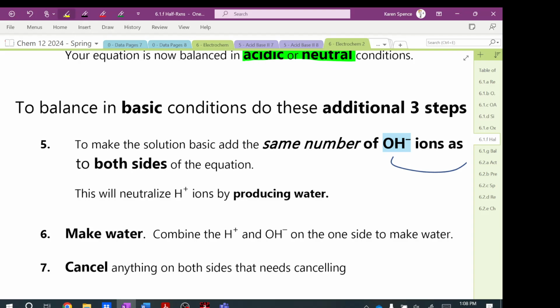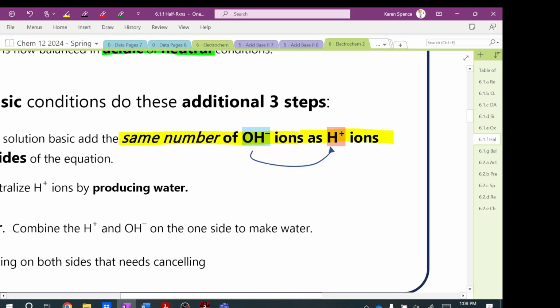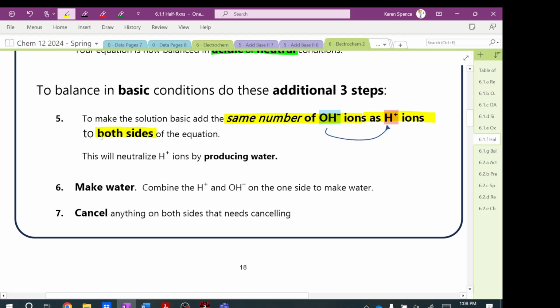So you add the same number of hydroxide ions as hydrogen ions, and you add that to both sides. This neutralizes the hydrogen ions by producing water. Then you combine your H's and your OH's, and you make water. And then you cancel anything that needs canceling. If you've got water on both sides, say 3 on one side and 2 on the other, you can cancel 2 of them. So hydroxide, make water, cancel. Let's try those 3 steps.